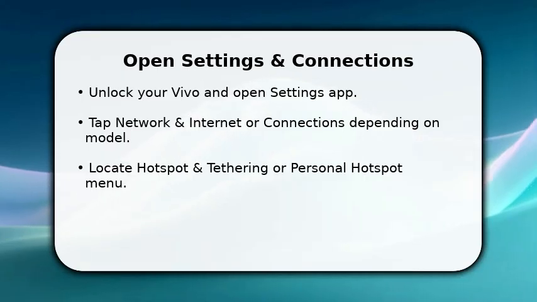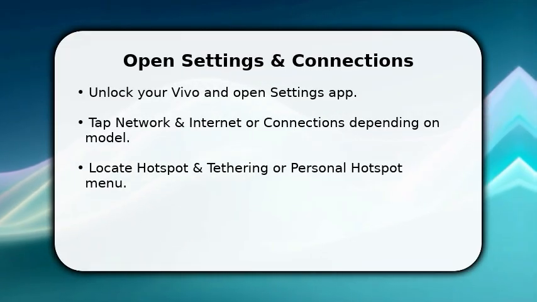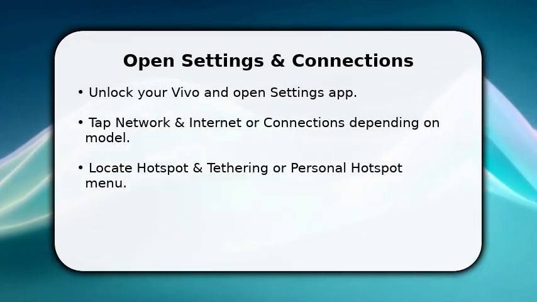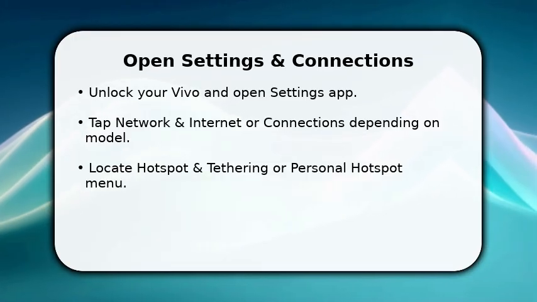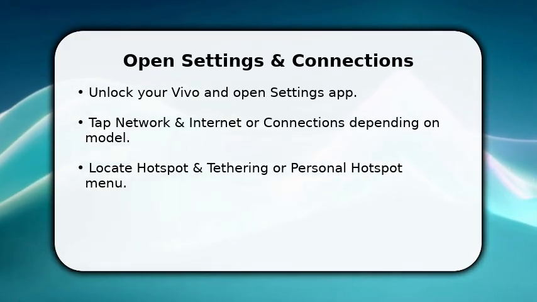You'll start inside Settings because the Hotspot notification lives in Connection Controls. Open Settings, then choose Network and Internet or Connections. Models vary. Once there, tap Hotspot and Tethering or Personal Hotspot to view options. You're doing this to reach the notification toggle, so focus on reaching that submenu first.